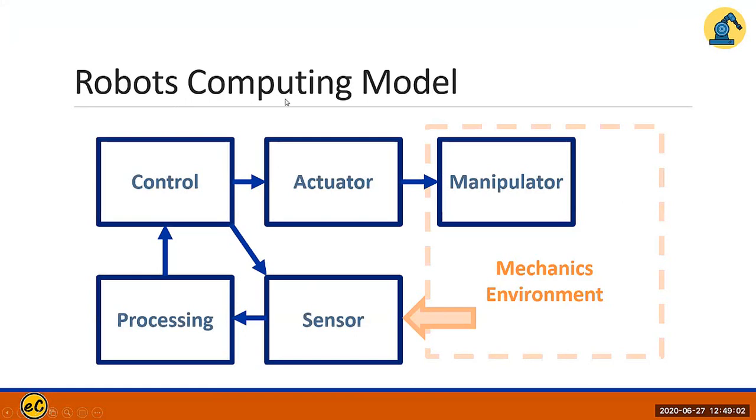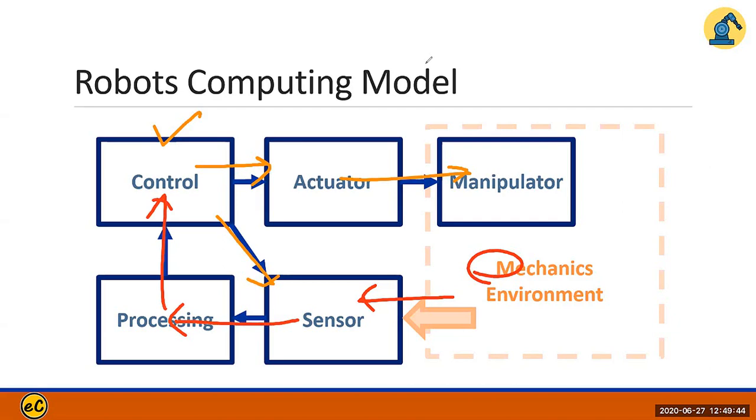From the computation point of view, a robot can be viewed as such. We will have a controller that sends out the control signal to the actuator and sensor. Then the actuator moves the manipulator, and the manipulator will move some object in the environment, and the sensor will sense the location, color, temperature of those objects and determine what would be useful for the control. So we send this information back to the processor, and it will send it back to the controller to make decisions to tune your actuator and sensors.